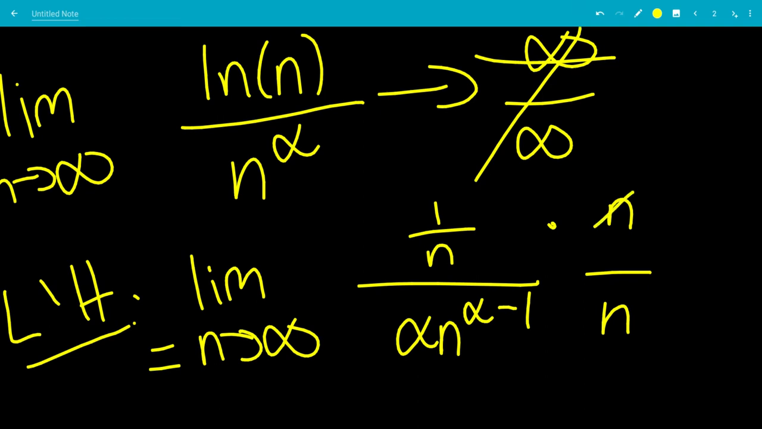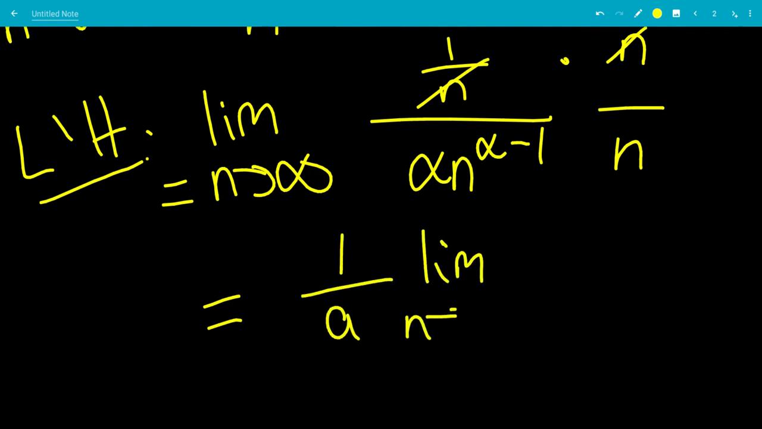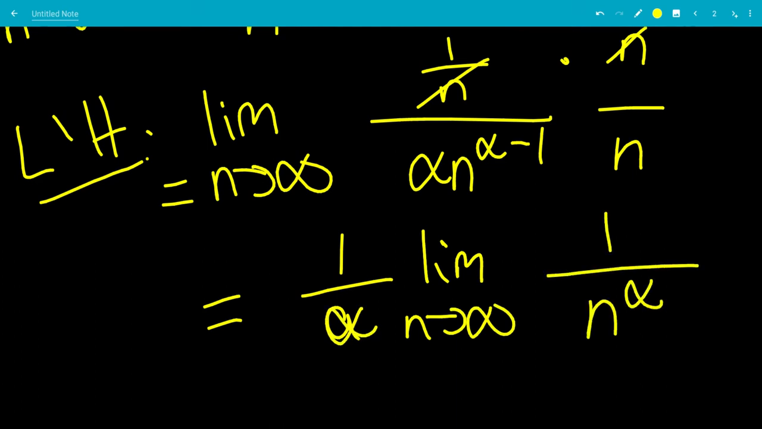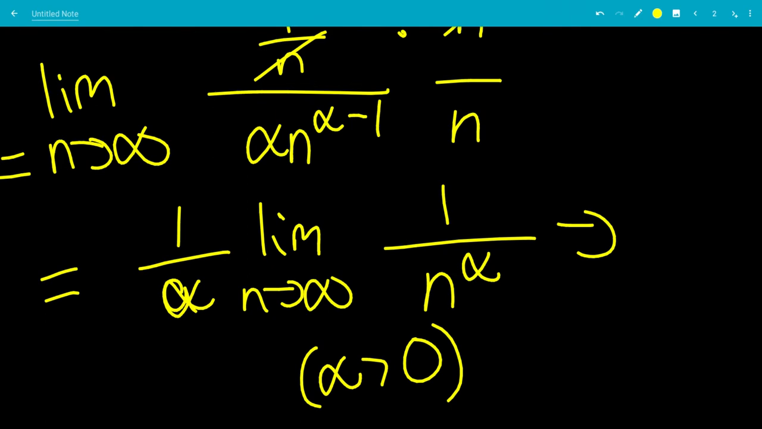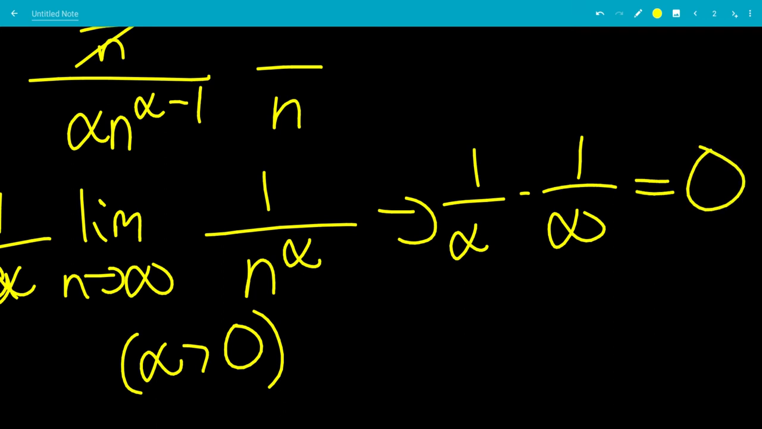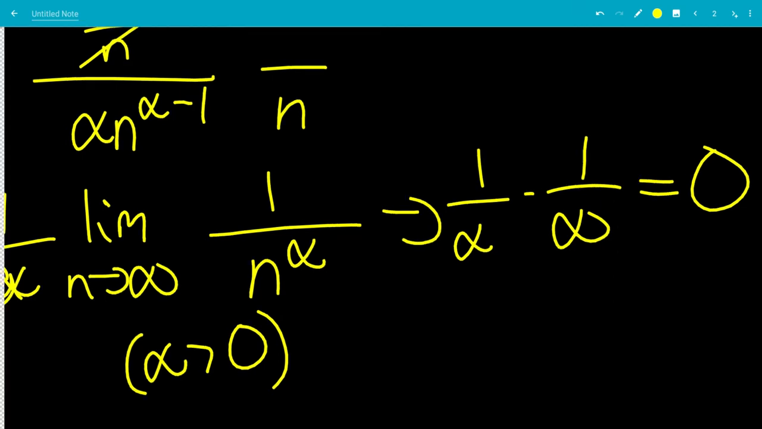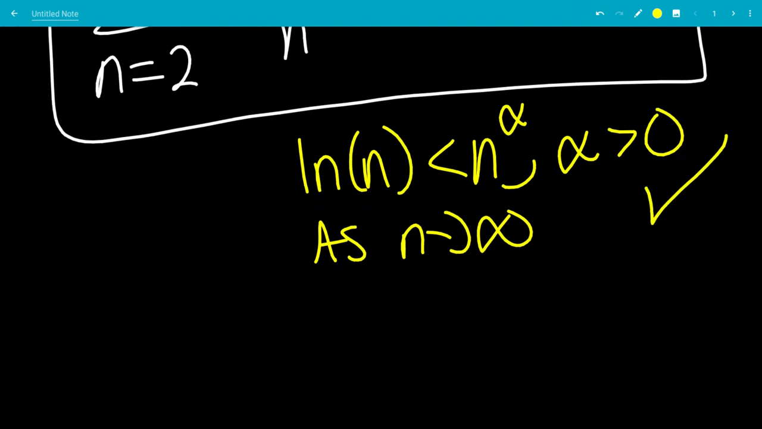1 over n times n will cancel. So this will just be 1 over a, which can come to the outside because it's a constant, times the limit as n goes to infinity of 1 over n to the a, where a is bigger than 0. This means it's 1 over infinity, which goes to 0 because the denominator is so big. So this shows that ln n is less than n to the a as n goes to infinity for a bigger than 0. Okay, so we checked that.